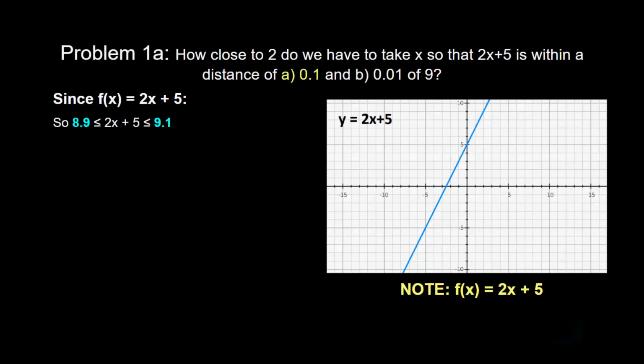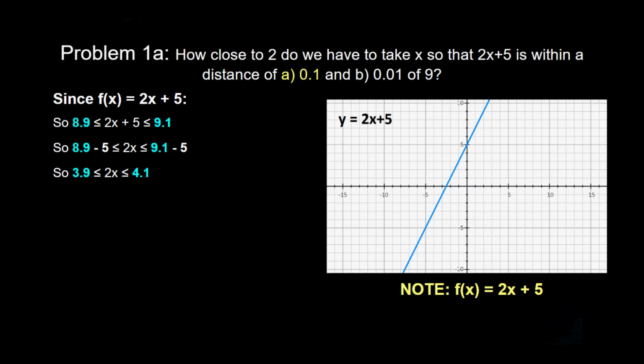Now, since f of x is equal to 2x plus 5, we can substitute f of x for 2x plus 5 in our previous inequality. And now we have 8.9 is less than or equal to 2x plus 5, which is less than or equal to 9.1. All you have to do now is subtract 5 on each side, and you'll have 8.9 minus 5 is less than or equal to 2x, which is less than or equal to 9.1 minus 5. Subtracting 8.9 minus 5 gives you 3.9, and subtracting 9.1 minus 5 gives you 4.1.